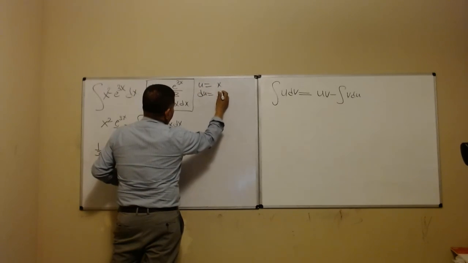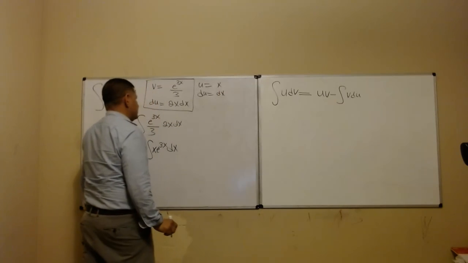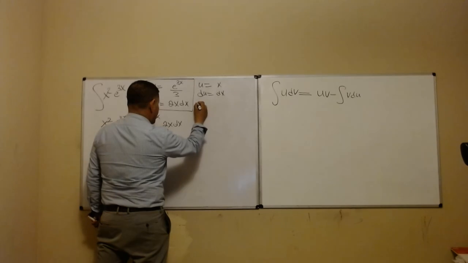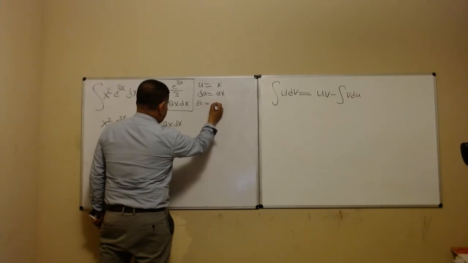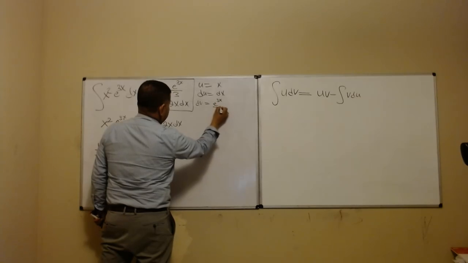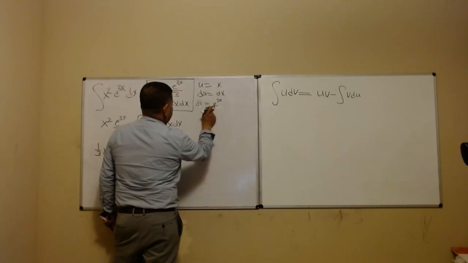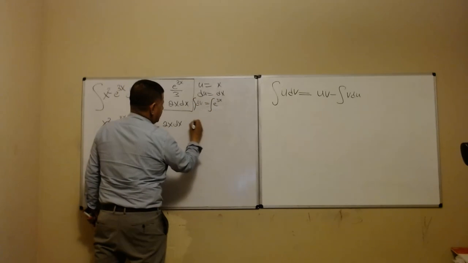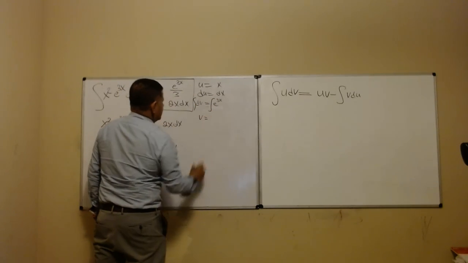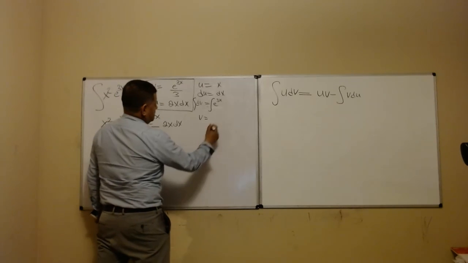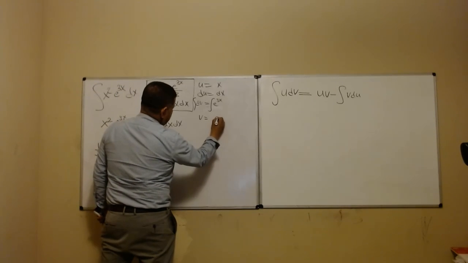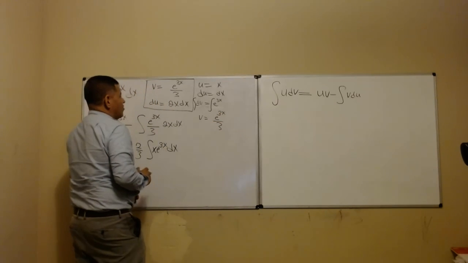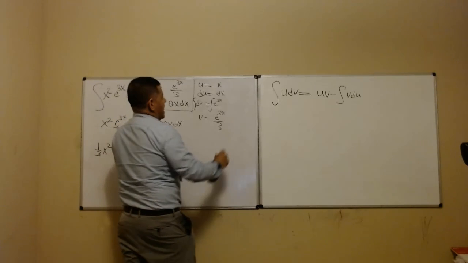du is equal to dx, right? Now, dv is equal to e to the 3x, right? So when I integrate that, I get what? I get v is equal to what? It's equal to the same thing, which is going to be e to the 3x over 3, right? So now I have that.